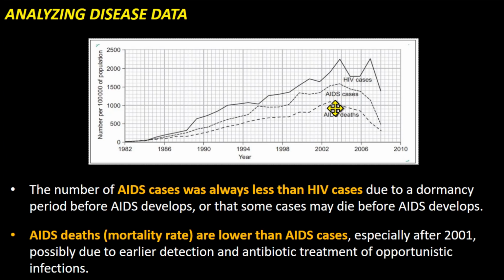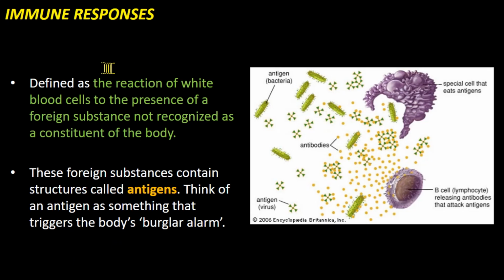You could get antibiotic treatment for it. An immune response is defined as the reaction of white blood cells to the presence of a foreign substance not recognized as a constituent of the body. So if something foreign comes into the body, such as a toxin or a pathogen, the immune system is going to recognize it and try to eradicate it.